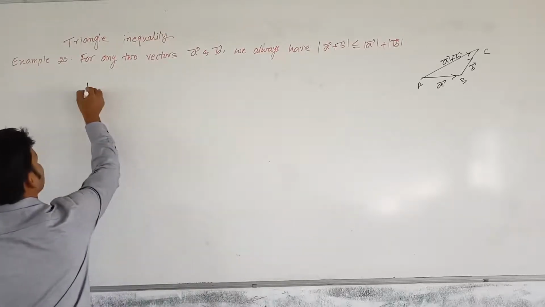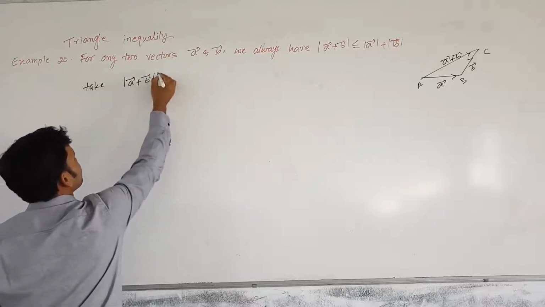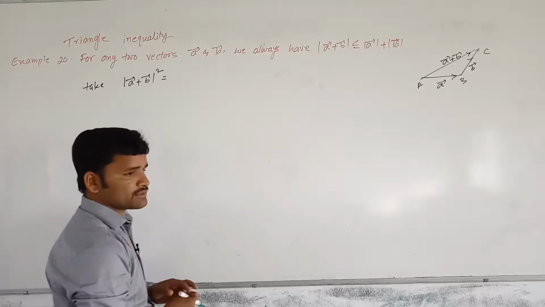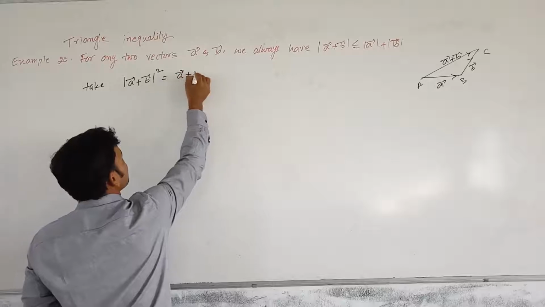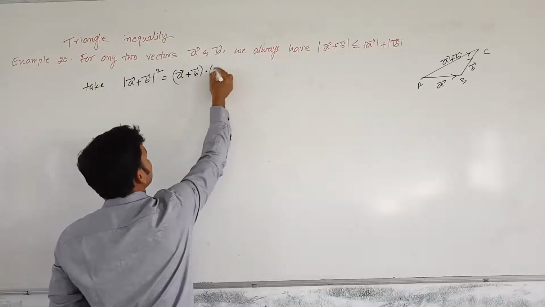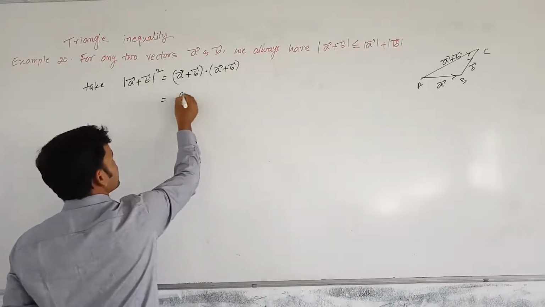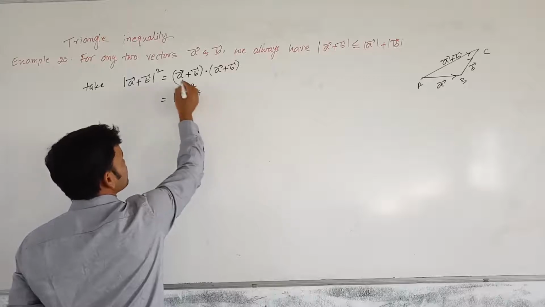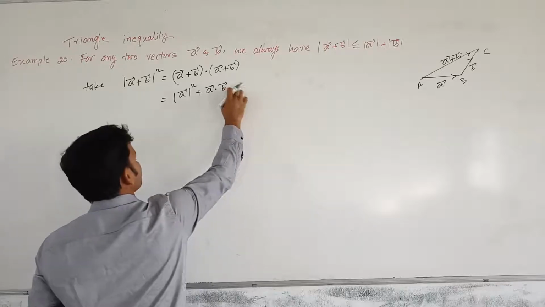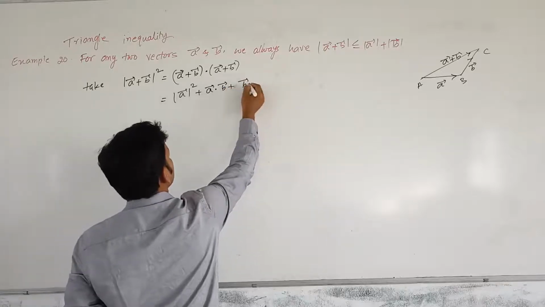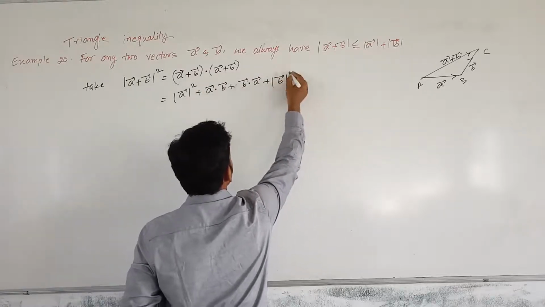Let us take the magnitude of A plus B squared. The magnitude of A plus B squared is A plus B in dot product with A plus B. If you take the dot product, this will be magnitude of A squared plus A dot B, plus B dot A, and the last one will be B dot B. B dot B means magnitude of B squared.